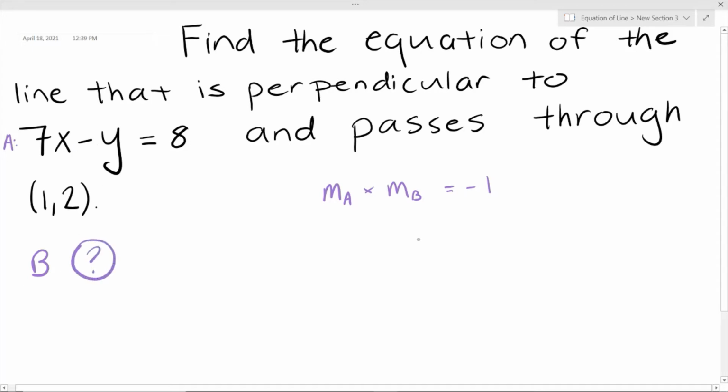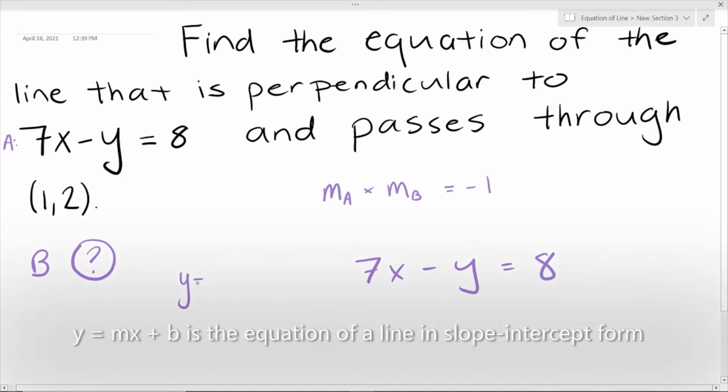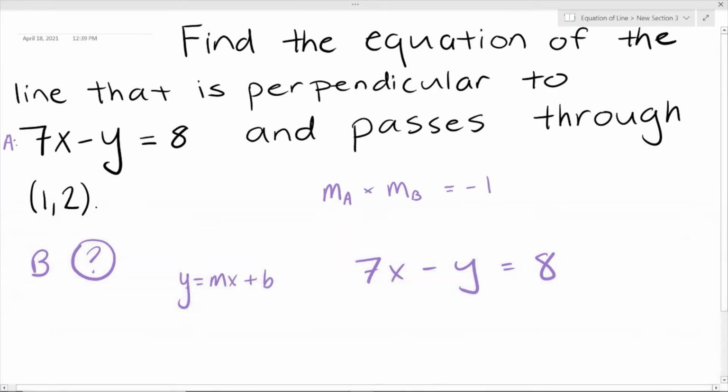So let's find the slope for line A. Here we have line A, 7x minus y equals 8, and we must isolate for y. We have to turn this line into the format y equals mx plus b. In y equals mx plus b, the y is by itself on one side of the equation. So I'm going to isolate for y here.